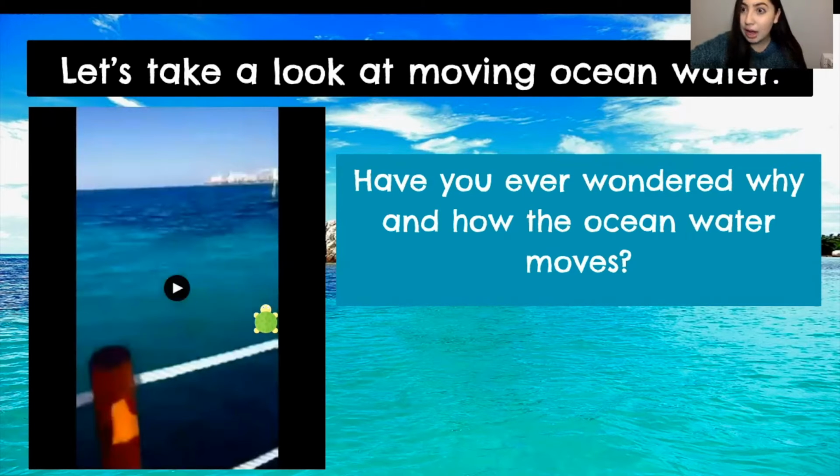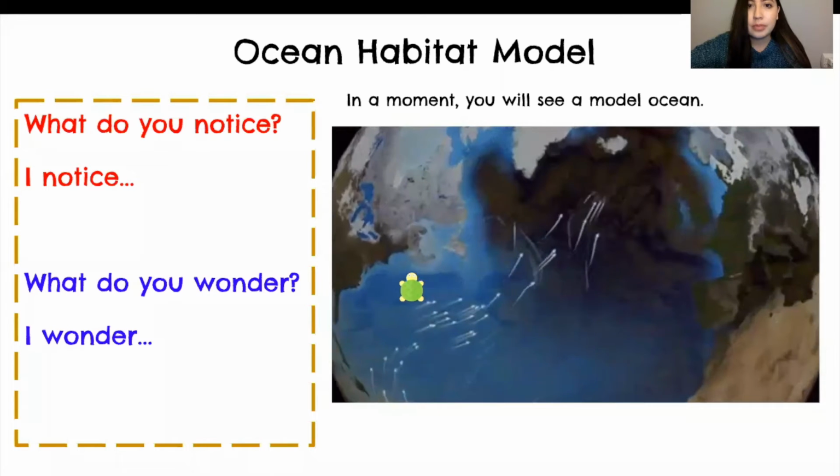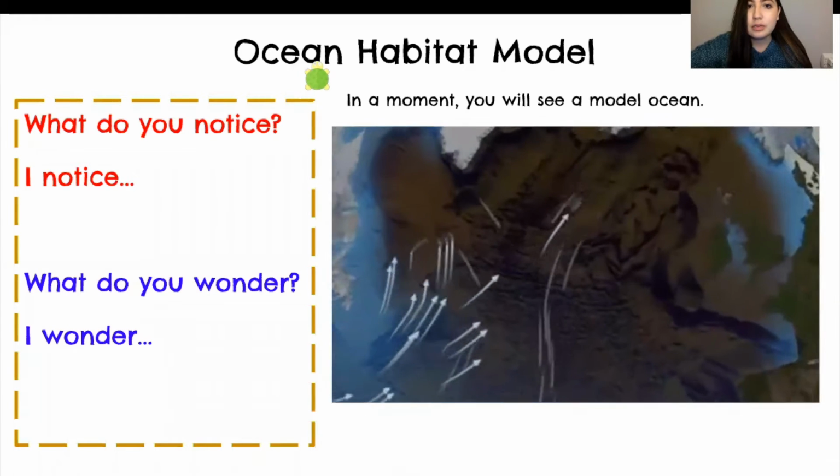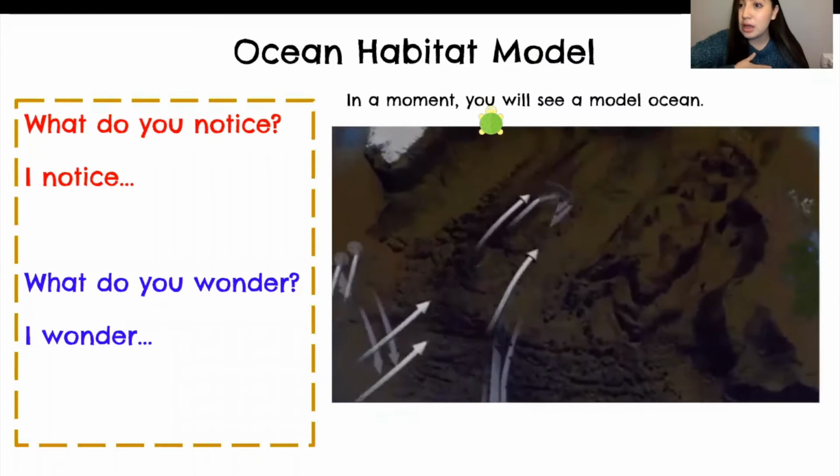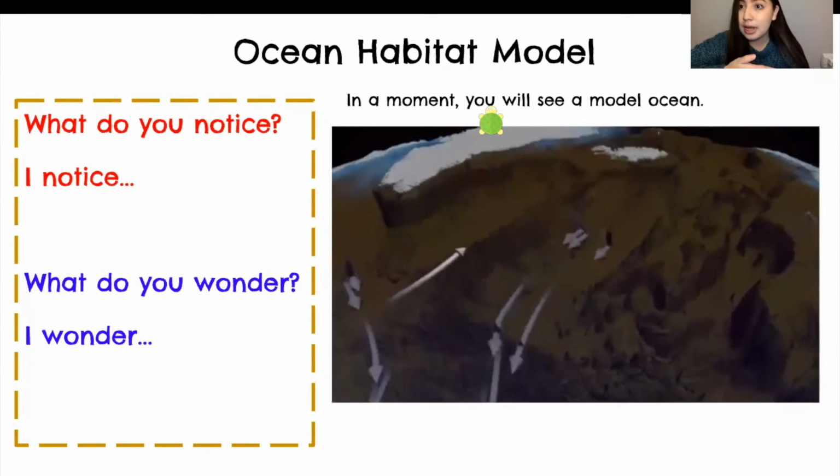Nice. And I don't know if you saw that, but what I saw was the ocean moving. So when we see the ocean, it does not stand still like our bathtub water. No, our ocean moves. So what we're going to do today is investigate how and why our ocean water moves. So today we're going to be using an ocean habitat model. And in a moment, you'll see the habitat model that I made.